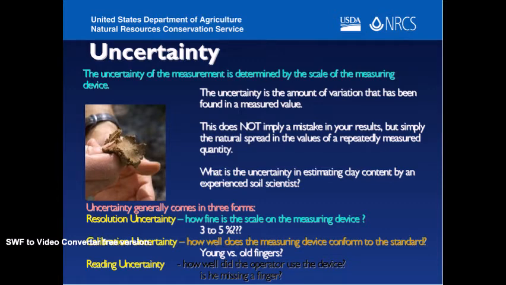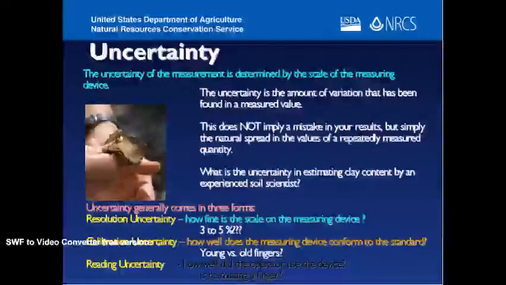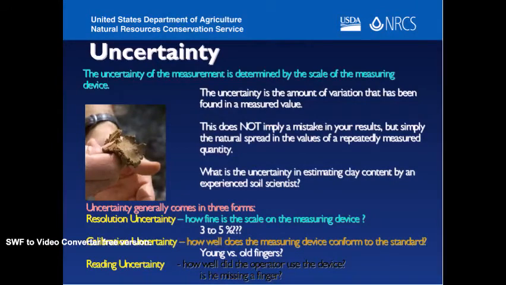Let's take a look at the number of people that can go out there and estimate it. We have different methods or different forms of uncertainty. The first one being the resolution uncertainty. And that is, how fine is the scale on the measuring device? Well, your measuring device is a thumb and a forefinger. And what we have to do is, okay, what is the resolution uncertainty on how well you hand texture? An experienced soil scientist can estimate the clay content within about 3%, 3 to 5% of the analyzed clay content.